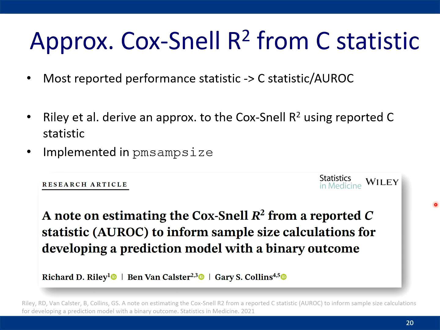And Richard and Gary have published this note on estimating the Cox-Snell R-squared from a reported C statistic. And as I say, this is probably the most reported statistic for prediction models. So usually we will find this for a previous model in your field. And they use the relationship between the C statistic and the distributions of the events and non-events to estimate the Cox-Snell R-squared. And this is now implemented in pmsampsize, so it's pretty easy to do using the software.